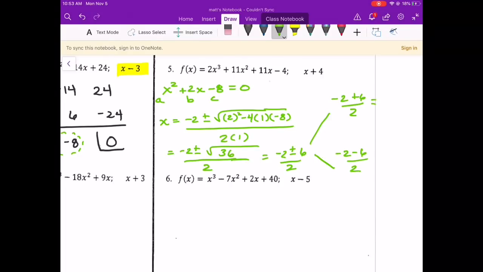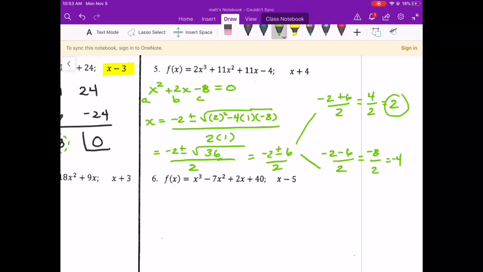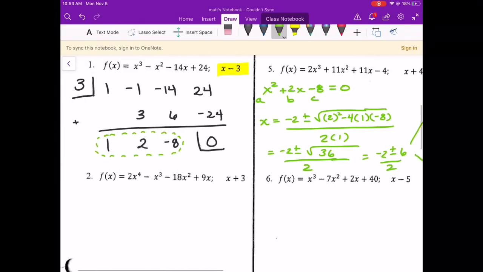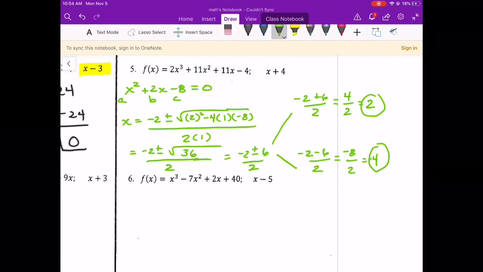So negative 2 plus 6 is 4, divided by 2 is 2, and negative 2 minus 6 is negative 8, divided by 2 is negative 4. So my other solutions are 2 and negative 4. So all of the zeros for this polynomial, x cubed minus x squared minus 14x plus 24, were 3, 2, and negative 4. All right, let's do that process one more time just so you can see it happen.